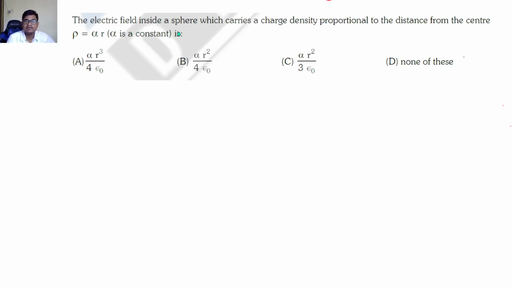In this question, the electric field inside a sphere which carries a charge density proportional to the distance from the center, rho equals alpha r, alpha is constant. So we have to find the electric field. Now here we have to be very careful. Here rho is given as alpha r. So basically rho is not constant.